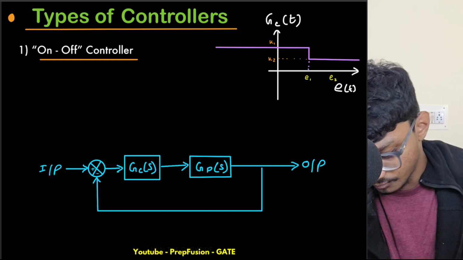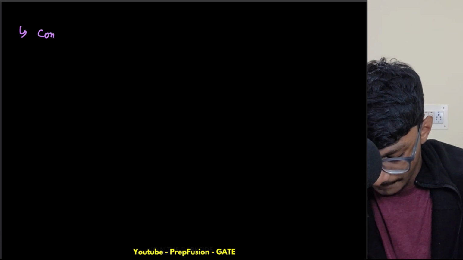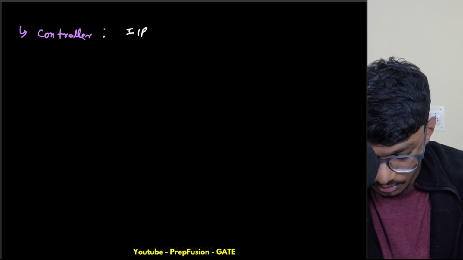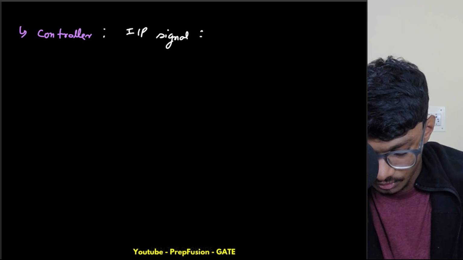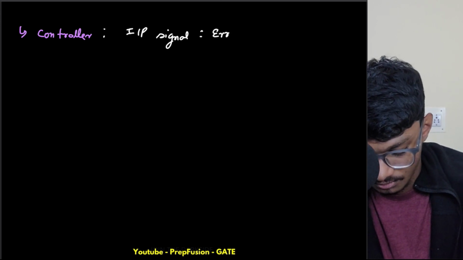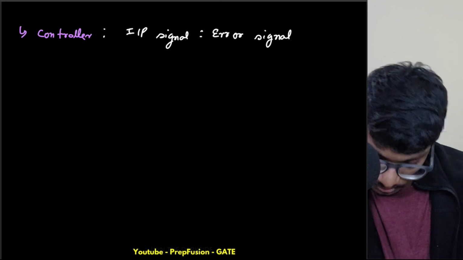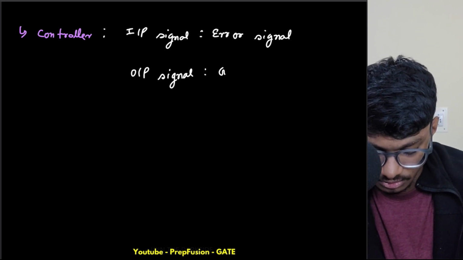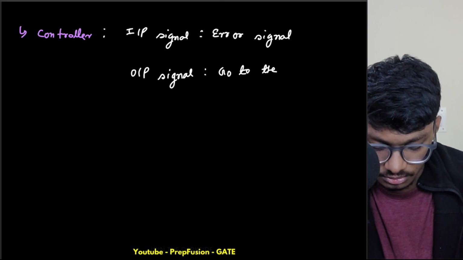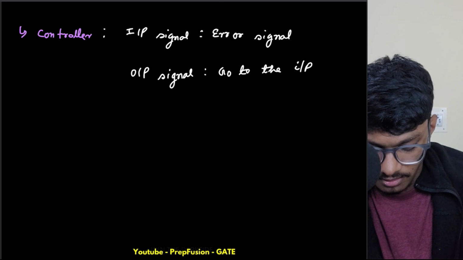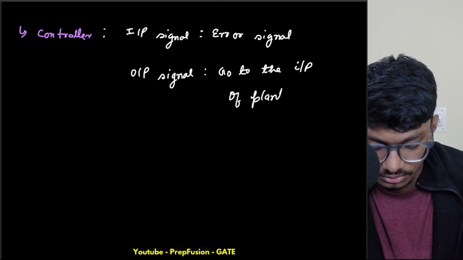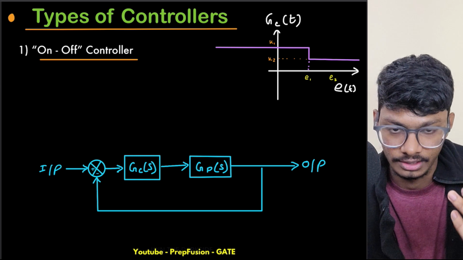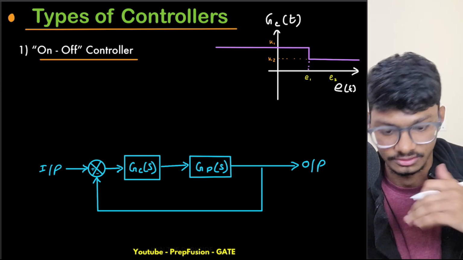So the first thing I want to say is that the controller's input signal will be the error signal, and the output signal will go to the input of the plant, or the actuator, you can say, which can further energize the motor and whatever else is inside the plant.